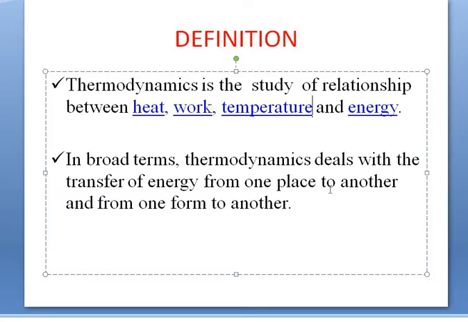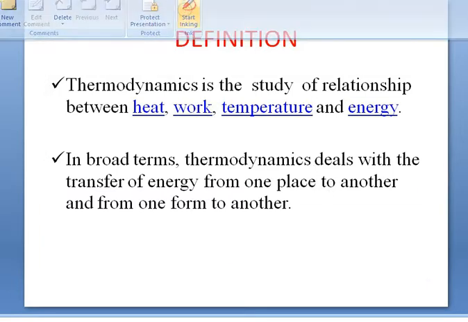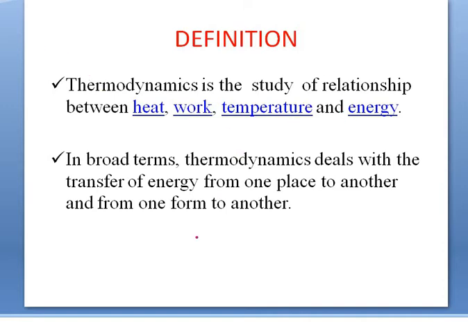So in broad terms, thermodynamics is the study of energy from one place to another or from one form to another. How an energy transfer takes place. In very broad layman terms, we will define thermodynamics in this way. Then we will improve our definition further.